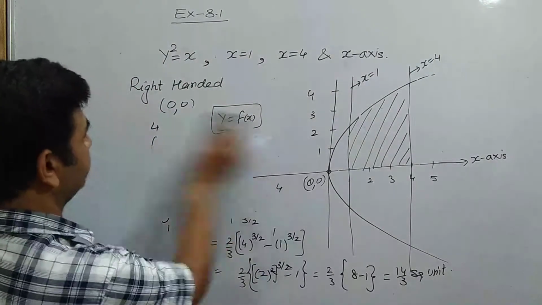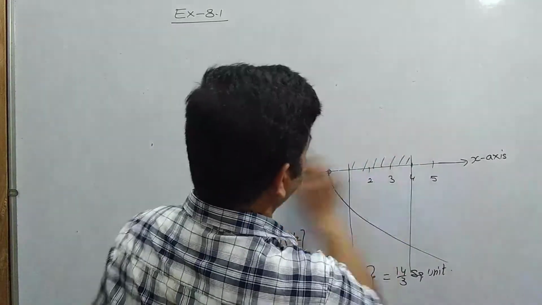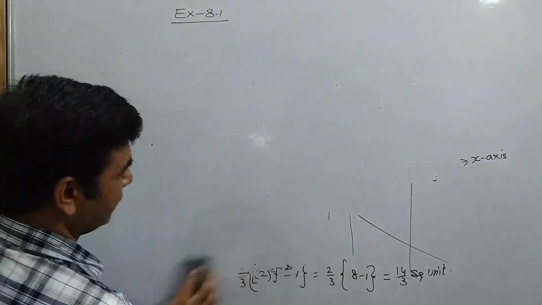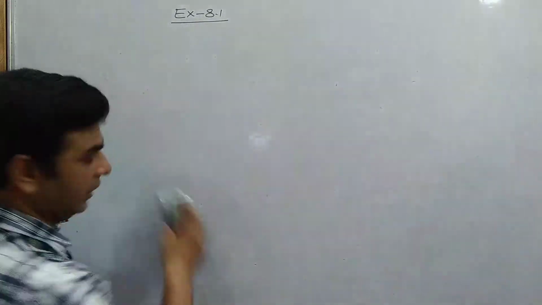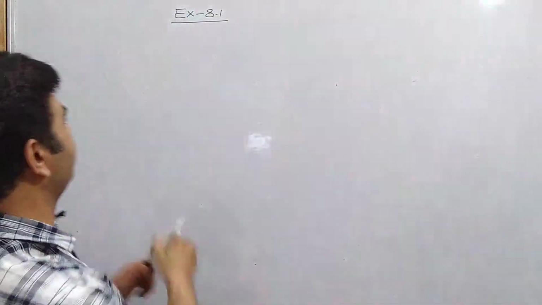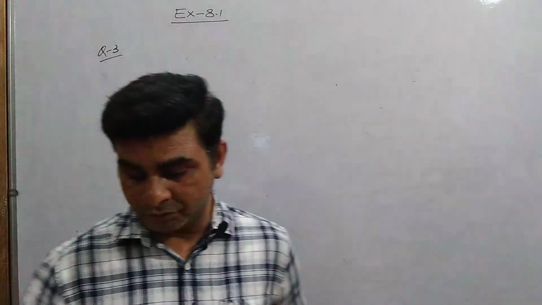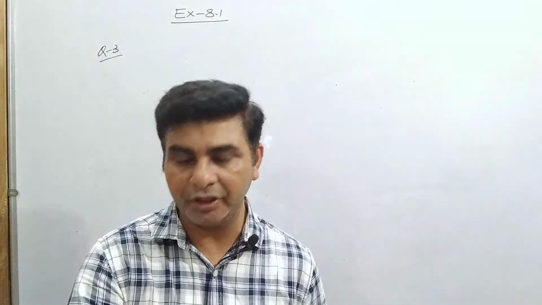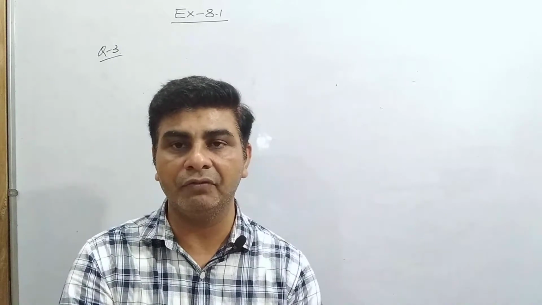So let's first of all examine the given curve. What is given to you? This is question number 3 of your exercise 8.1. The question is: find the area of the region bounded by x square is equal to 4y, y is equal to 2 and y is equal to 4 and the y-axis in the first quadrant.